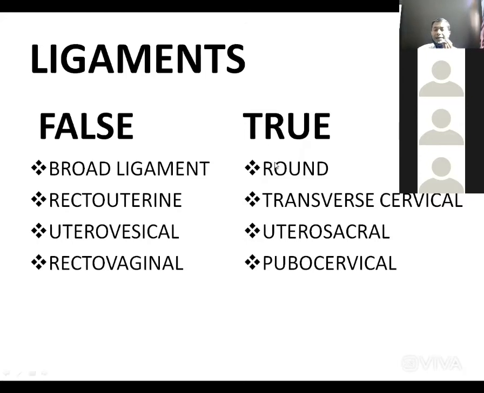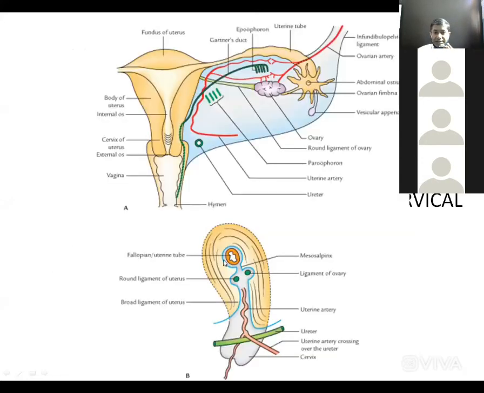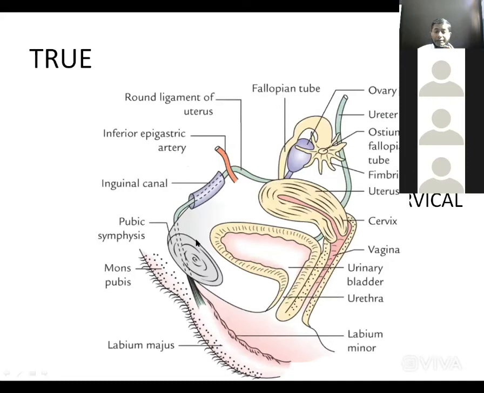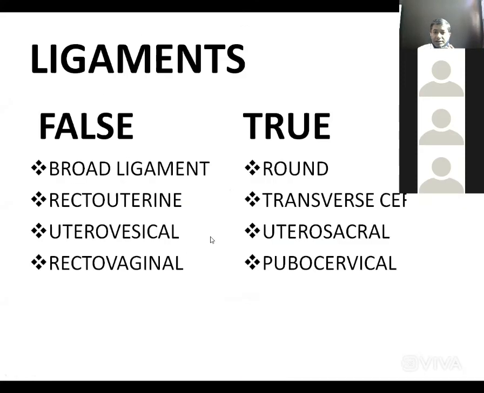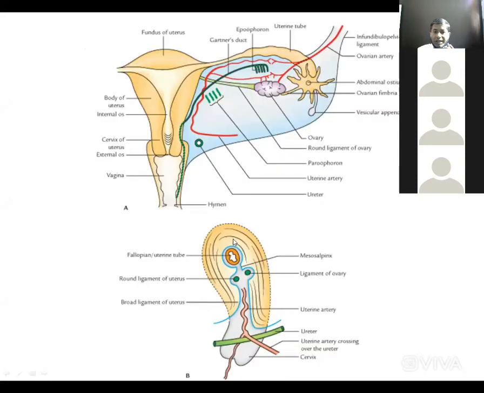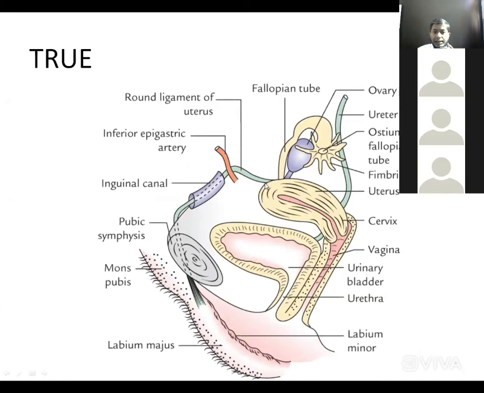Now the true ligaments are nothing but the fibromuscular bands. They are the round ligament, transverse cervical, uterosacral, and the pubocervical. Now we'll discuss the true ligaments. You can see here, this is the round ligament, the first true ligament. In this diagram, this is the round ligament where I am moving the cursor.